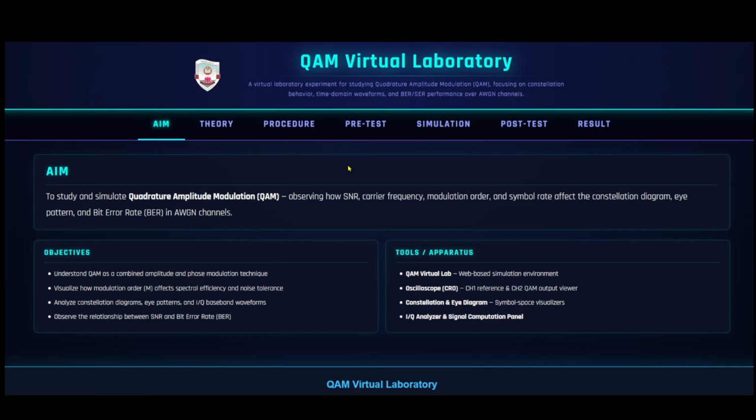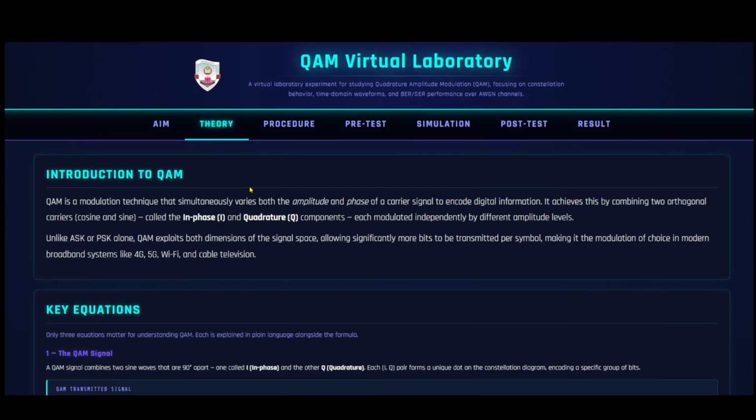Right when you open the website, you will notice a clean interface with a futuristic lab design. The platform is divided into multiple sections like aim, theory, procedure, pre-test, simulation, post-test, and result. In the aim section, you get a clear idea of what you're going to learn. This includes understanding how QAM works, how signals are generated, and how different modulation levels affect performance. This also includes objectives, tools, and APA section.